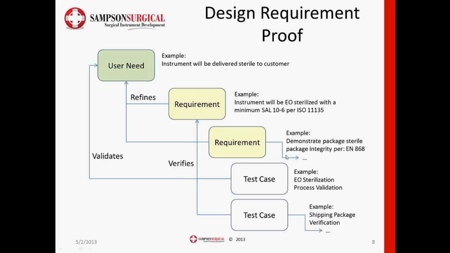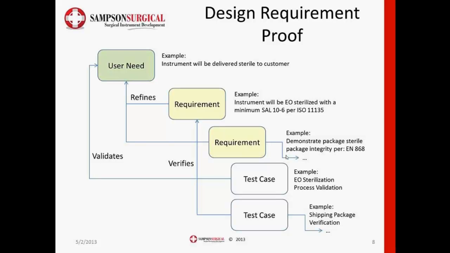So just a quick example of how this might work. The user need would be an instrument to be delivered sterile to the customer. So we just say, gosh, we really need this device to end up at the hospital sterile. We want it to be terminally sterilized, pre-sterilized before it gets to the user. And so the marketing department says it's going to come sterile, and then we say, okay, well, what does that mean exactly? And of course, what we want to do is split these requirements out so they're specific and testable. So we don't want multiple requirements tied out by one requirement.